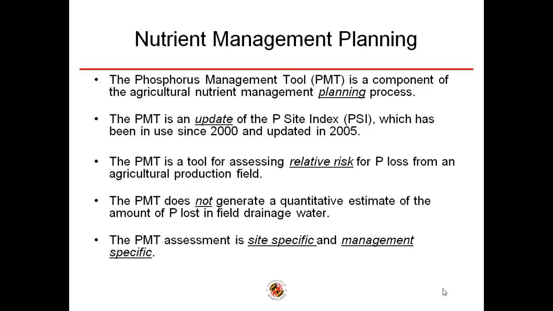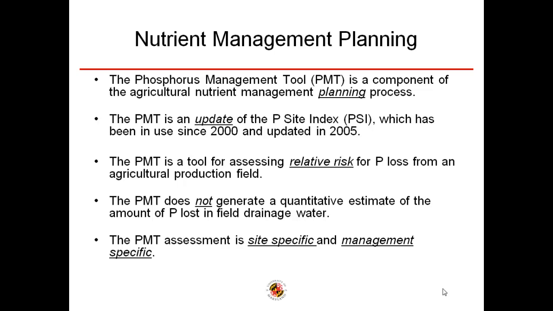It's a tool for assessing relative risk from P loss from an agricultural production field, just like the PSI. Initially, when the first P index was created, and I've seen a copy of the first P index, it's on a cocktail napkin. You got to figure the P index was made in a bar after a lot of drinking. And those guys, it's a tough crowd, early in the morning, lights are dim.